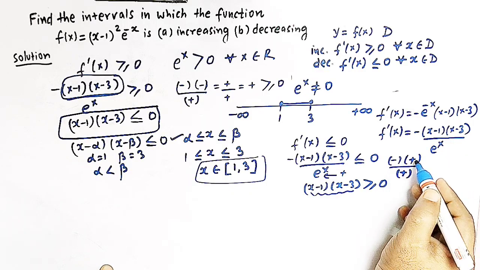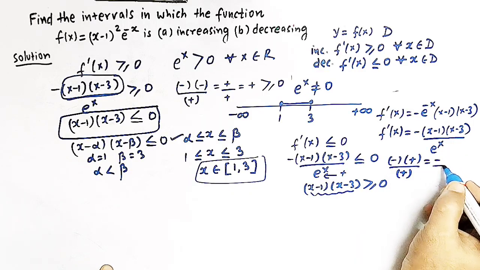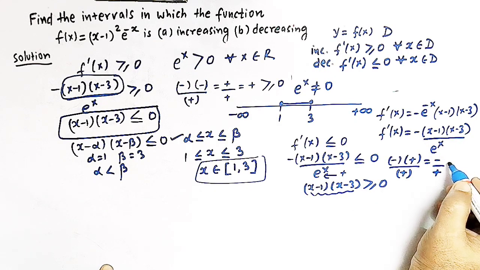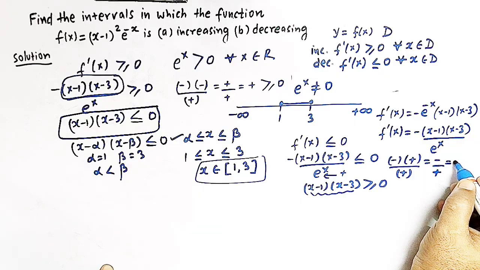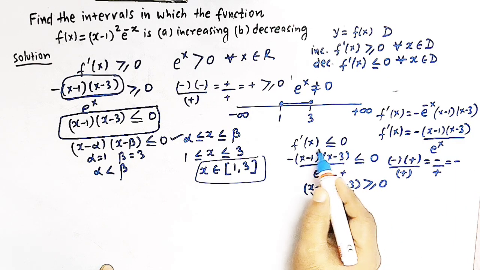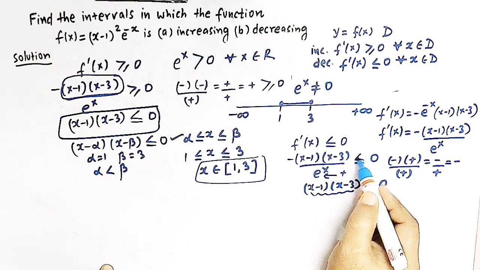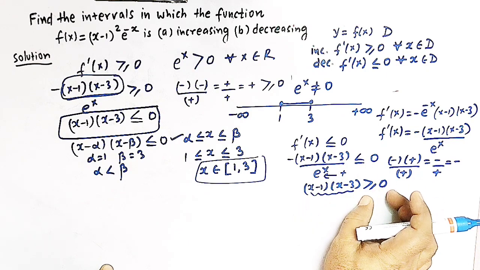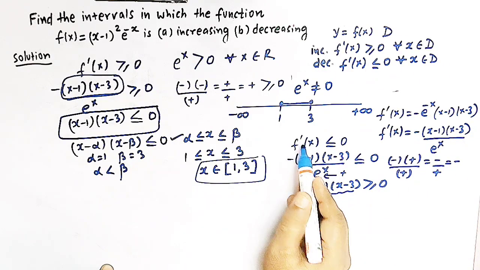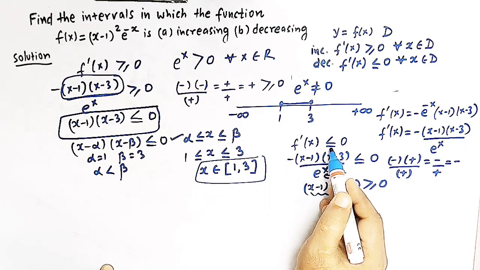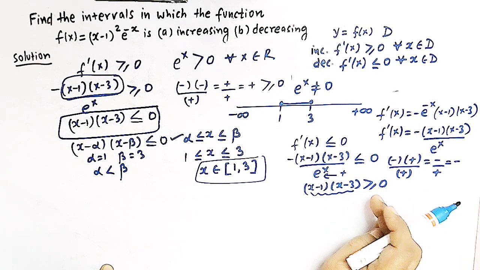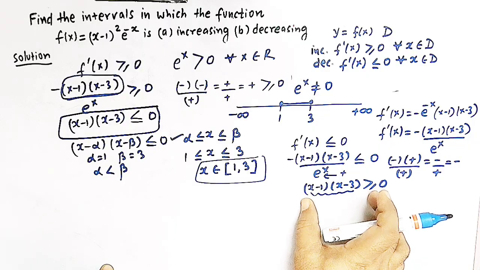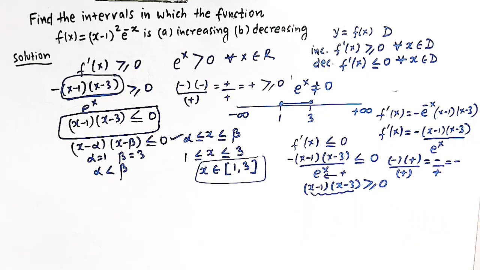So here negative times positive is negative, and in the denominator we have a positive quantity. So this quotient is going to be a negative one, right? That is, this entire term is less than or equal to 0 when this product is positive, right? So for f prime of x to be less than or equal to 0, this product should be a positive quantity, right? So now we have to solve this inequality.